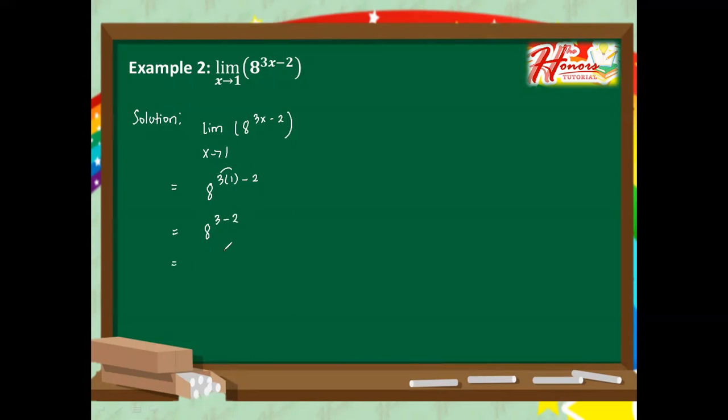So let's continue solving for the exponents that we have. So that is 8 raised to 3 minus 2, that's 1. So now we have here 8 raised to 1. When we simplify it, that is equal to 8. So that's the answer for example number 2. Let us have our next example.